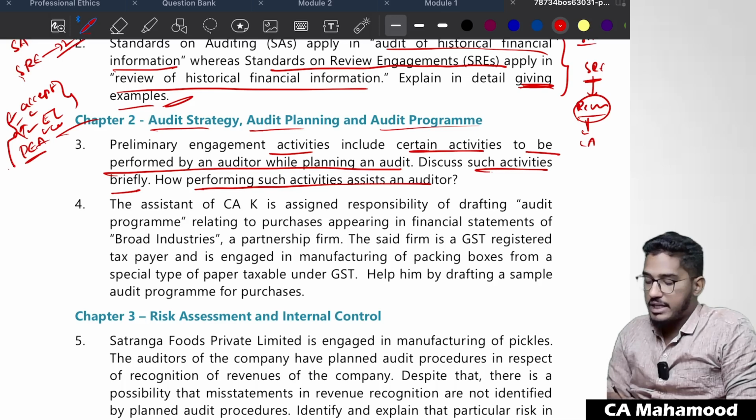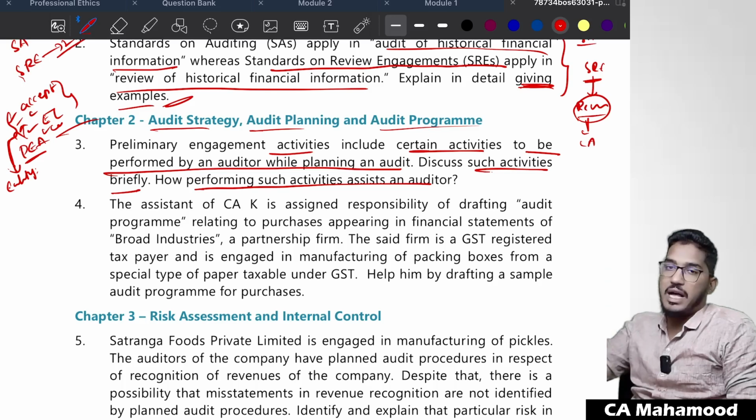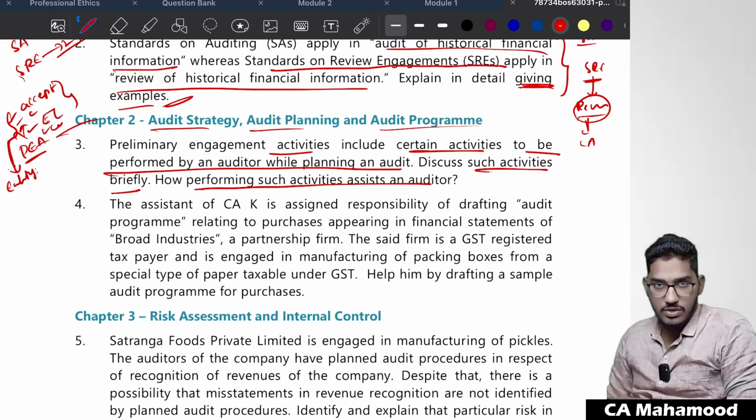If you perform preliminary engagement activities, how will it assist you? If you perform preliminary engagement activities, you will get to know information about the entity, environment, and its internal control, and you can do the planning in a much better manner. Yes or no? That's it. This is what you are supposed to write.